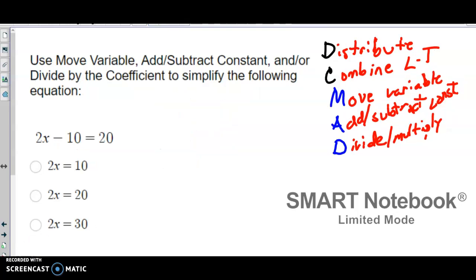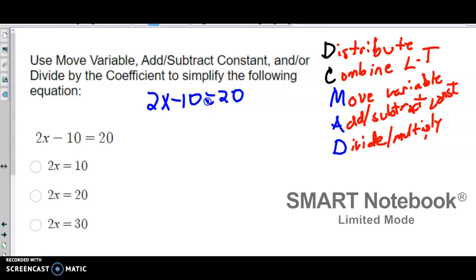Okay, now we're going to do the add or subtract the constant. So once we've already moved the variable, we got the variables on the left side. Now we want to move the constants to the right side. So the constants are moving to the right side. So here's our example. 2x minus 10 equals 20.